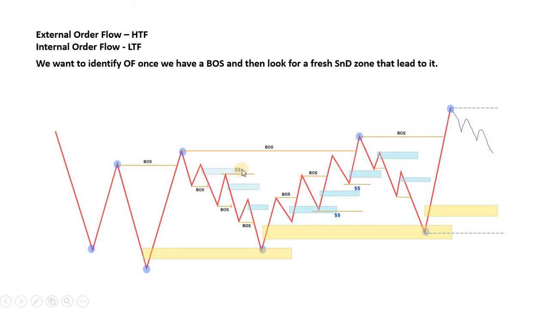We look for, in this case, the supply zone that led to the bearish break, and we can wait for price to come back to the zone for us to take a possible sell trade. Okay, we have a bearish break again. We look for that zone, and you can see that in this case price never got to our zone. It happens several times, and once again we have a bearish break.